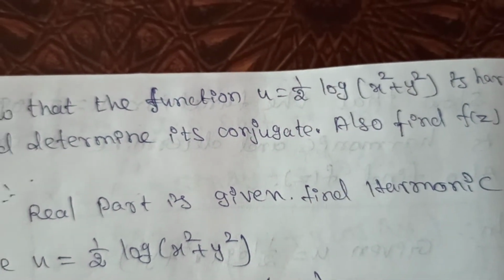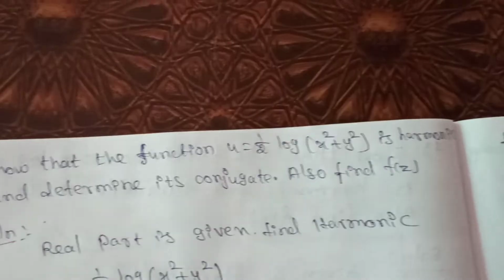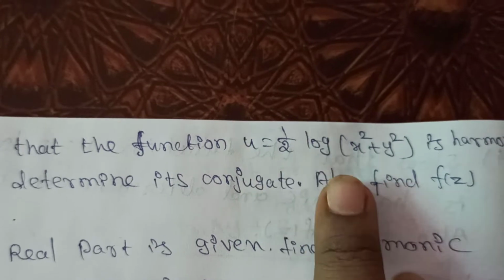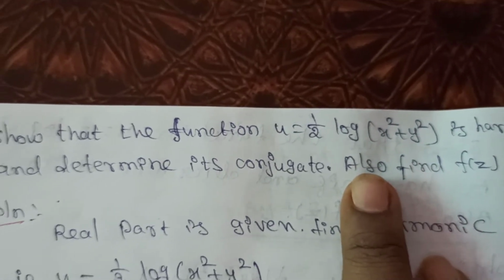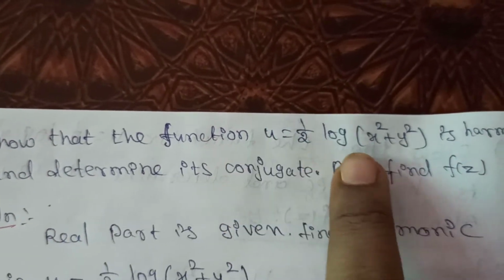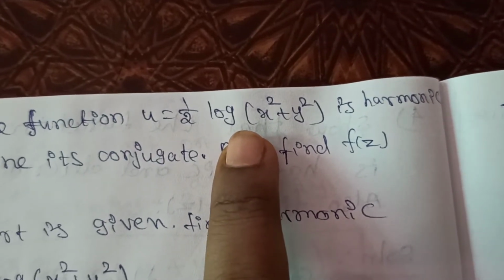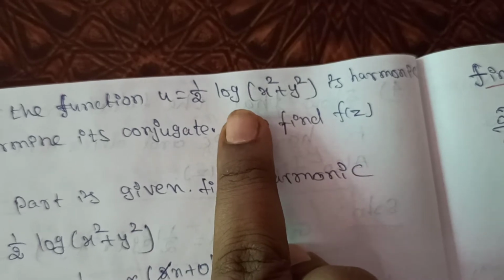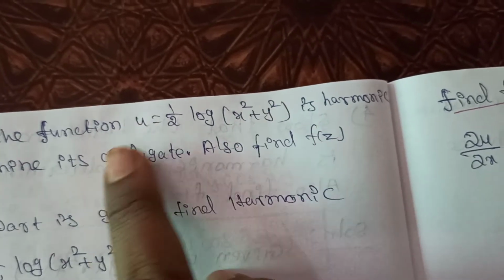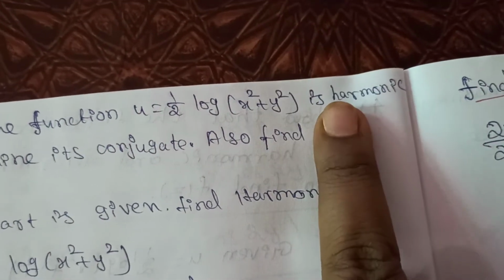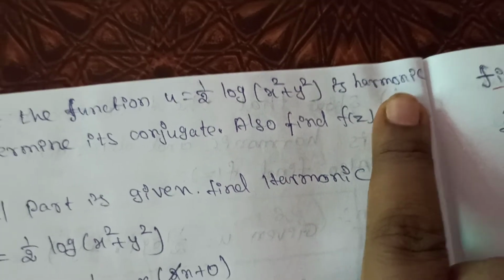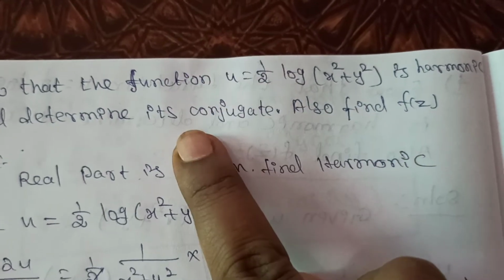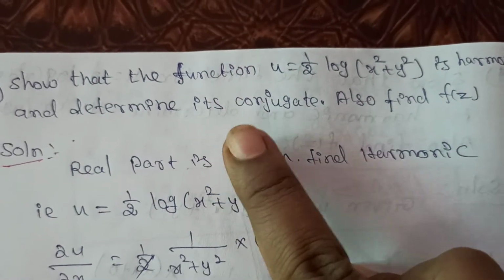Now to verify, given the problem, whether it is a real part or imaginary part, you have to verify. Here u is given, and you already know u is the real value and v is the imaginary value. So the given problem is a real value. Then how many conditions is the problem asking? There are 3 conditions. The first condition is to prove it is harmonic. And the next condition is to find the conjugate, that is, you have to find the v value.